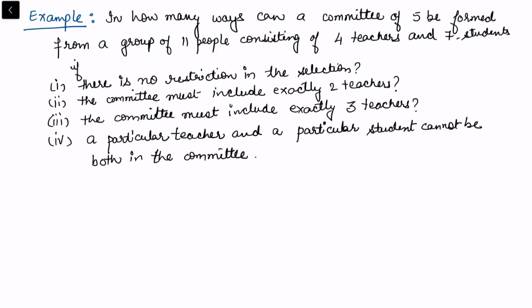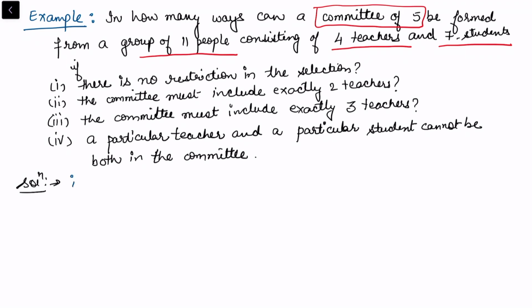In this example, we want to know in how many ways a committee of 5 can be formed out of a group of 11 people consisting of 4 teachers and 7 students. There are different conditions. In the first condition, they say there is no restriction in the selection. When there is no restriction, this is a simple question of combination. The total members are 11. You can consider that in a room there are 11 people, and out of 11 people we want to select any 5. So 11 choose 5: we have 11 factorial over 5 factorial times 6 factorial. We solve this and get 462.